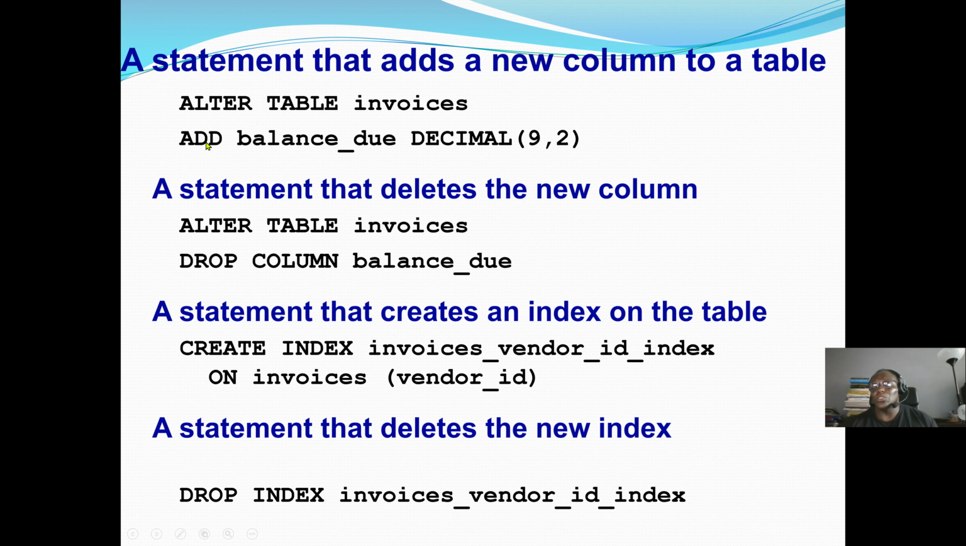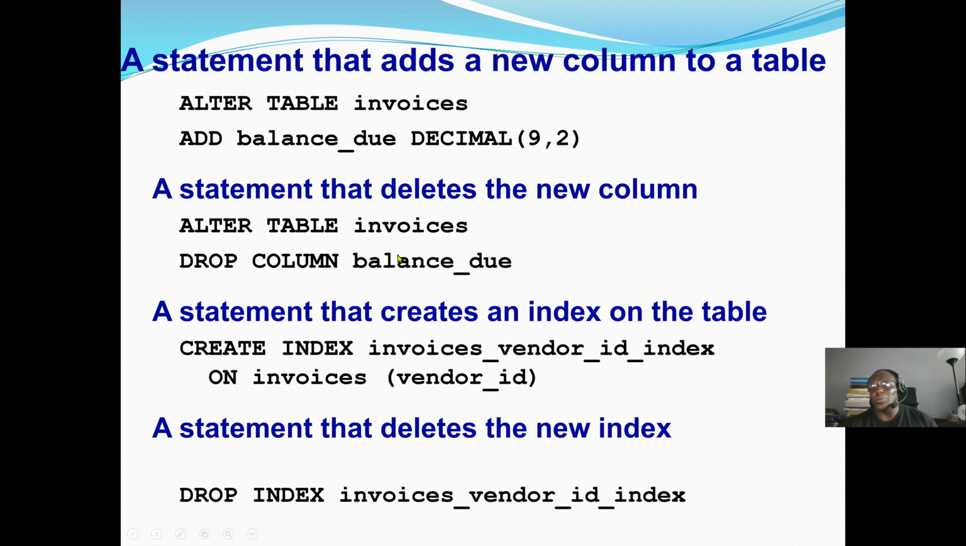Now, a statement that will delete the new column, I'm still going to use the alter table and the table name, but this time I'm deleting the column. So I use the clause drop column. What column are you dropping? Balance due. So alter table invoices, then drop the column balance due. The first one is to add the column, so add balance due and the data type.